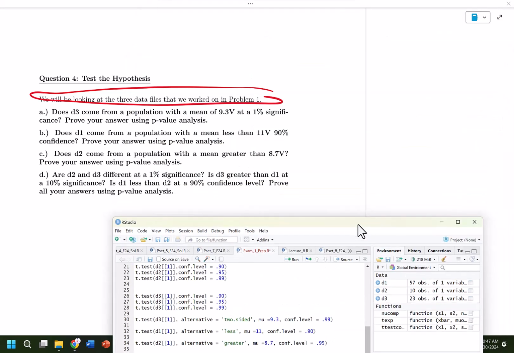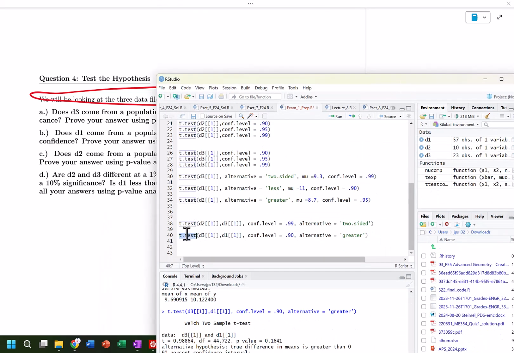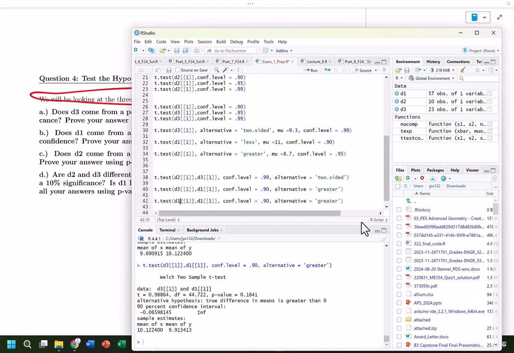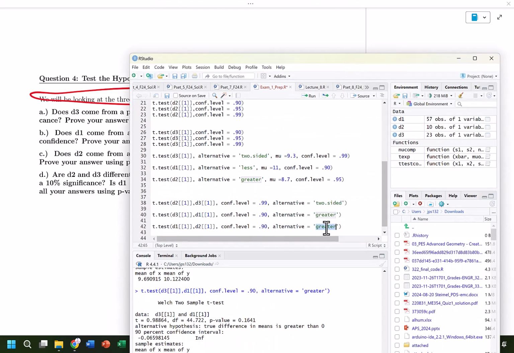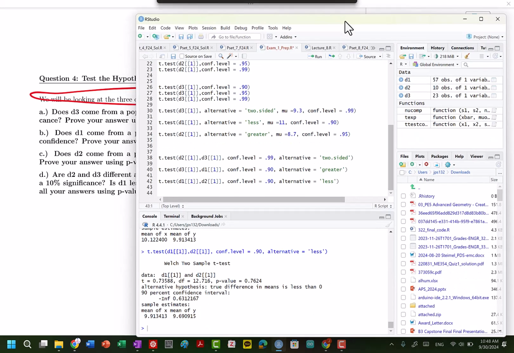So we can see that as well. Is D1 less than D2 at a 90% confidence level? So D1, D2. Or is it less than? Yeah, less than. Is the difference in the means greater than that? D1, is it less than D2 at 90% confidence again. And the p-value, oh yeah, so we definitely know that is also a do not reject.